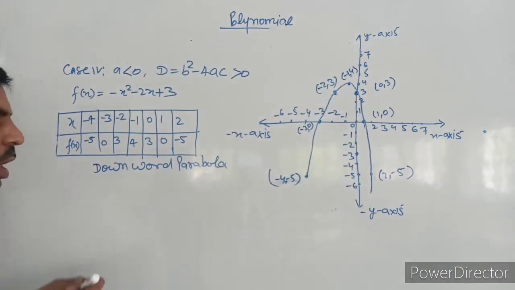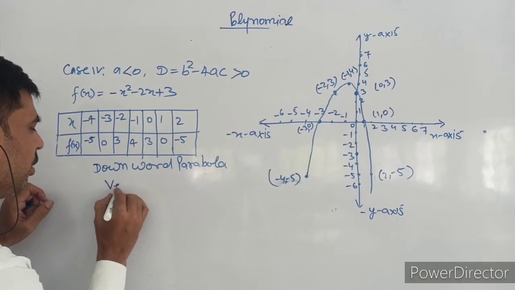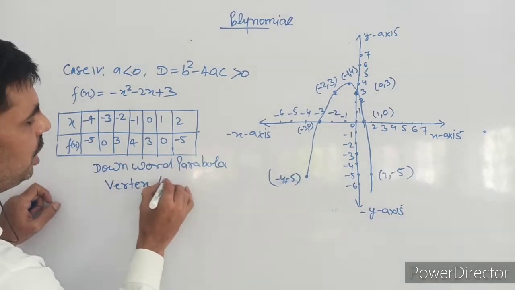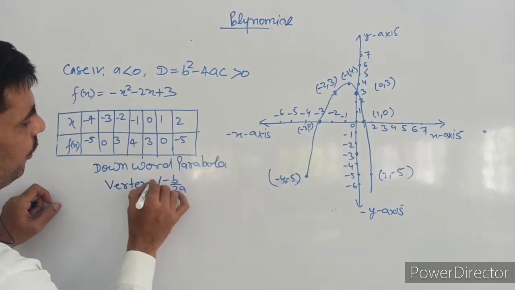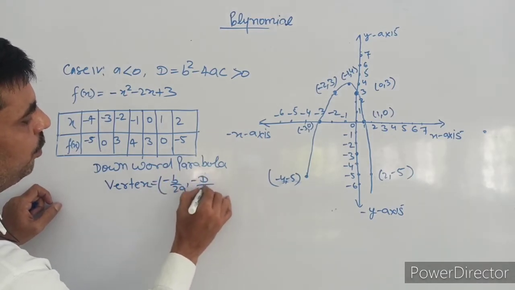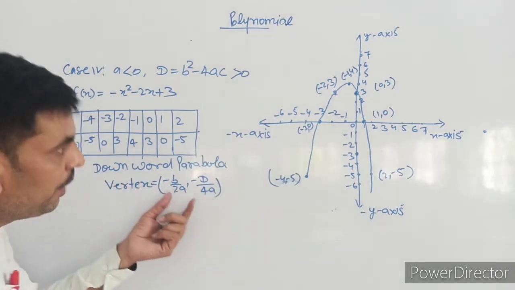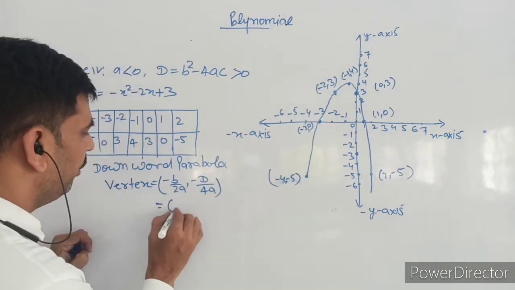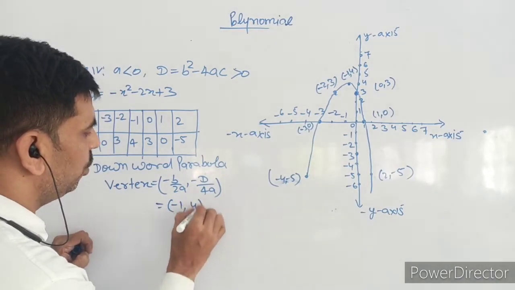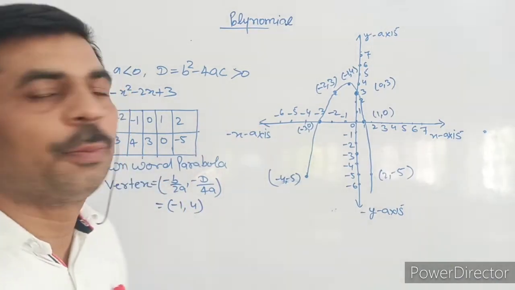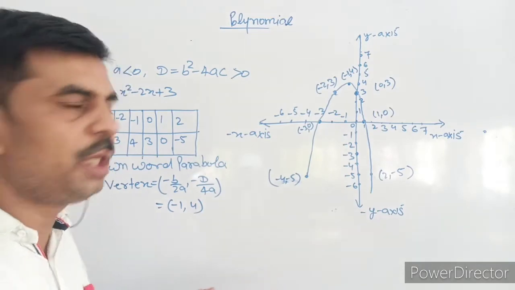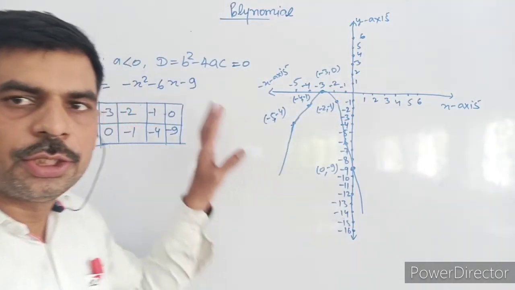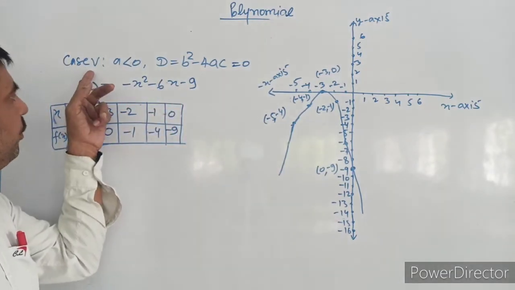Here, a downward parabola. And the vertex of it is also (-b/2a, -D/4a). If you put the values in from here, you find the vertex (-1, 4). It is our fourth case. Now the fifth case, we draw here and write the question.